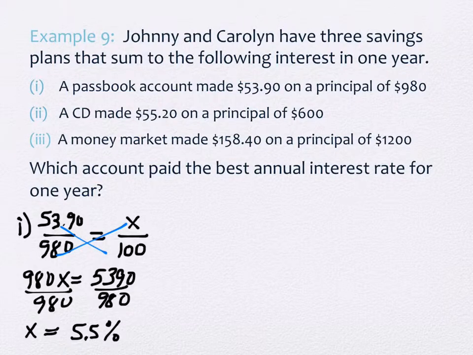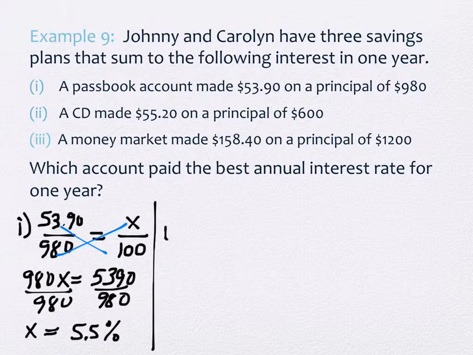Yeah, it is going to give you the percentage rate because we're actually writing it as a value over 100. I wrote the 100 part, so I forgot about writing that in that way. So this is a 5.5% interest rate on the passbook account. Okay? We're ready to do the CD.